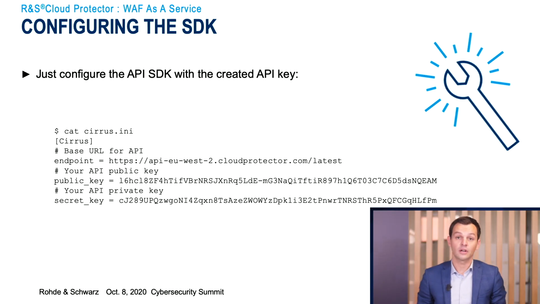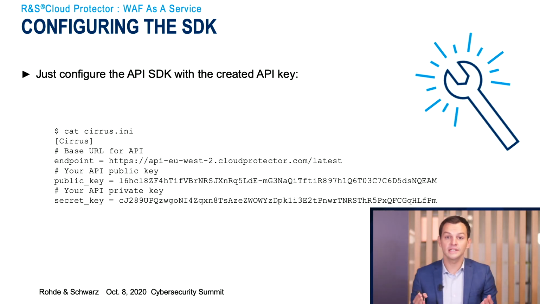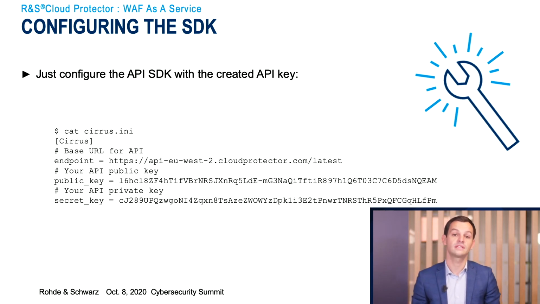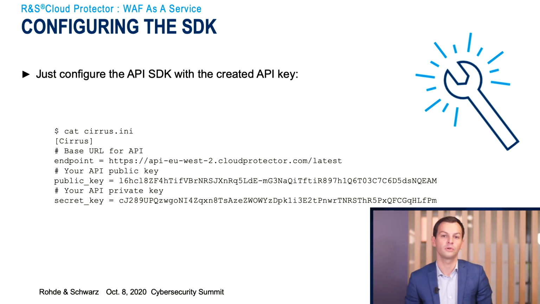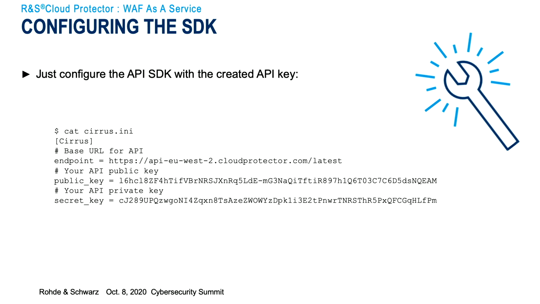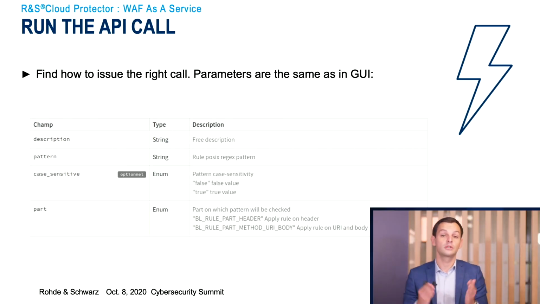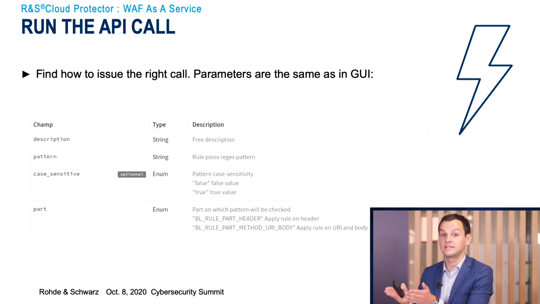Rohde & Schwarz can provide a Python SDK to ease the API usage, especially since the authentication of the API calls is not straightforward. Once configured, using the API is fast and easy. Just call the correct endpoint with parameters, and that's it. The API is provided with a complete documentation of the endpoints and parameters, as you can see on this example.